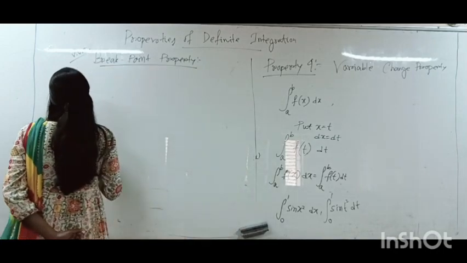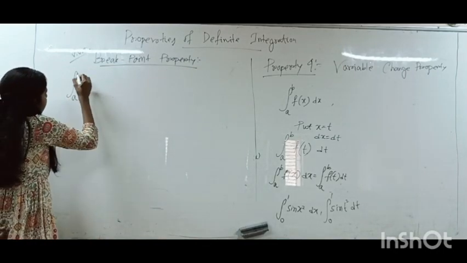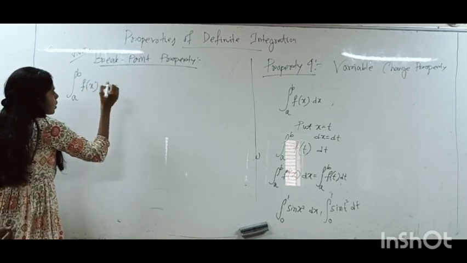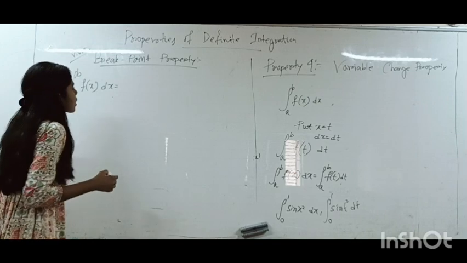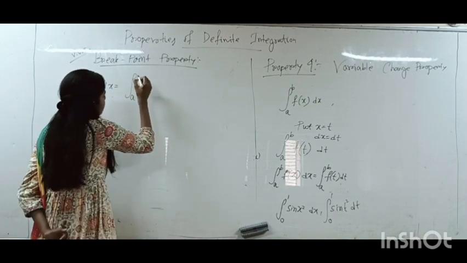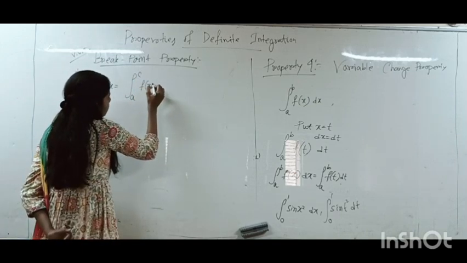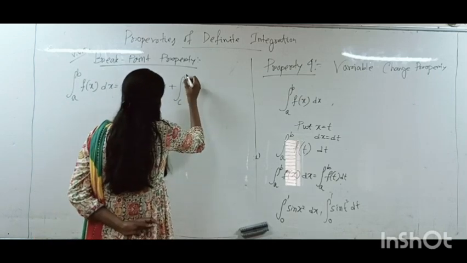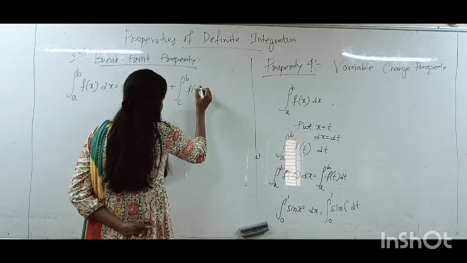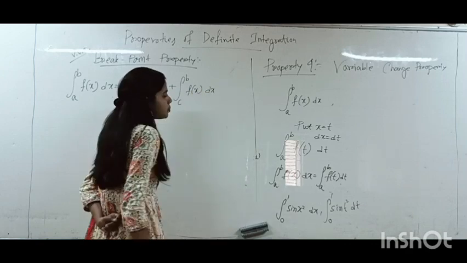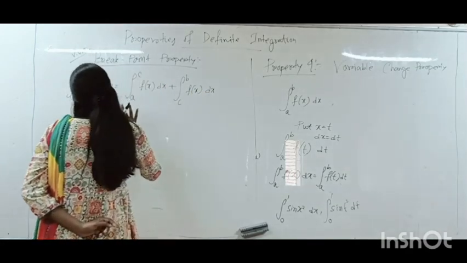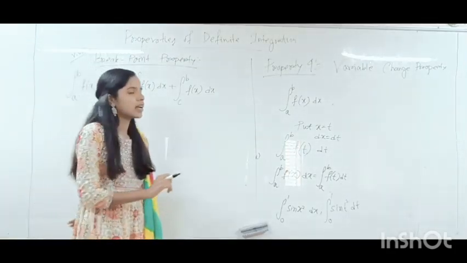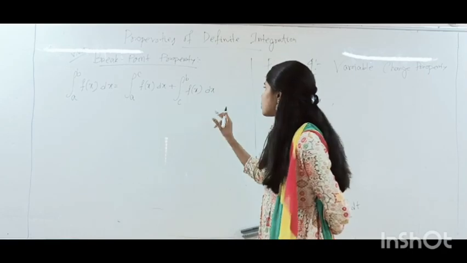So integration a to b f(x) dx is equal to integration a to c f(x) dx plus integration c to b f(x) dx. This is the property: integration a to b f(x) dx is equal to integration a to c plus integration c to b f(x) dx.